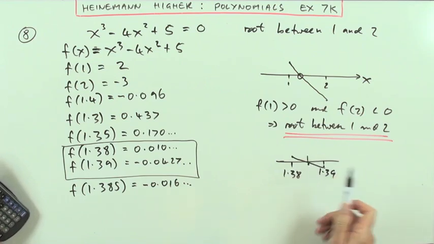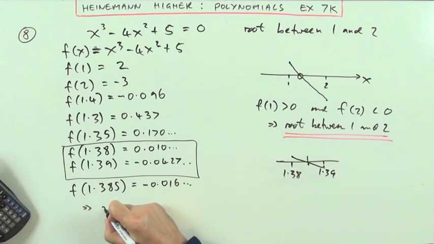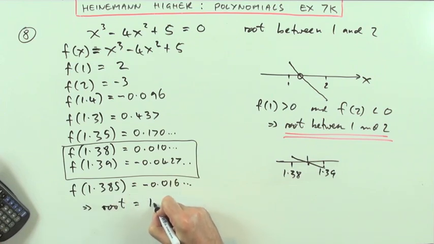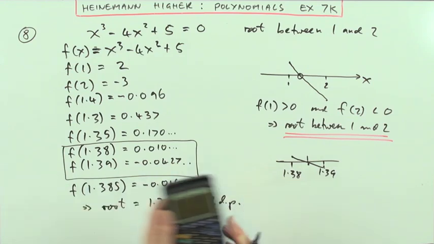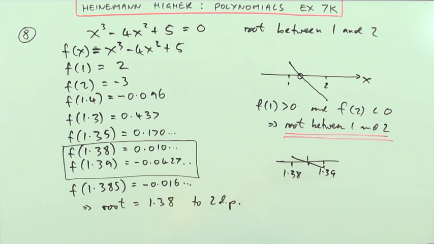And that turns out to be negative 0.016. But the important thing is, at the midpoint, it's still negative, which means that it was crossing closer to 1.38, which means that the root is going to be 1.38 correct to 2 decimal places.